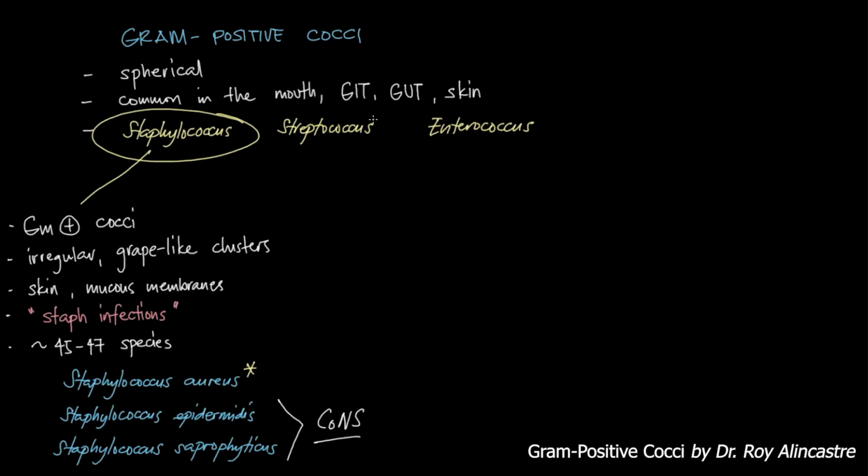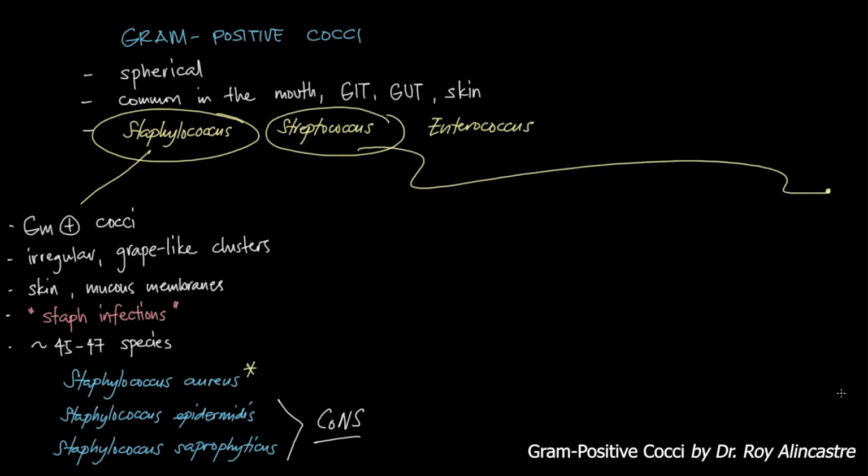So we are still in the topic of gram-positive cocci. We have discussed gram-positive cocci that grow in clusters. Now we will talk about those that form chains and sometimes pairs during growth.